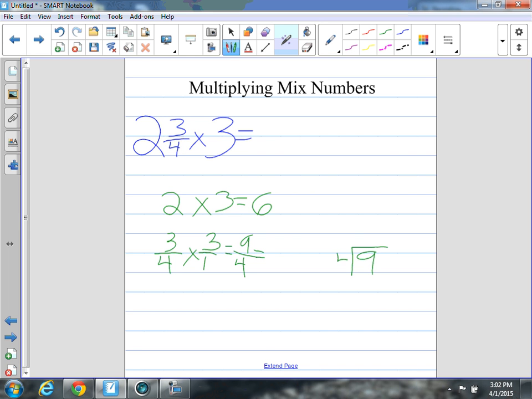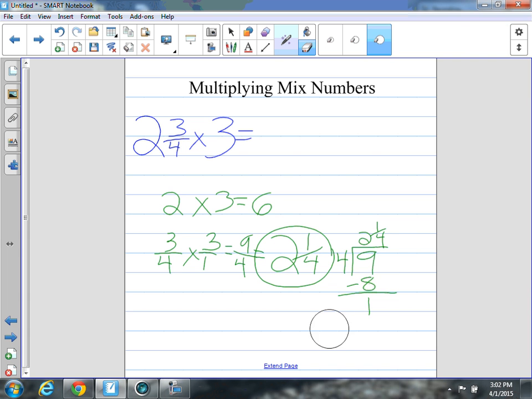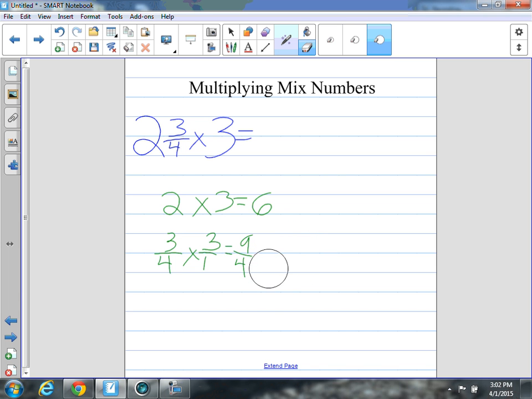You have to simplify that. 9 divided by 4, 2 and 1/4. Did we get the same answer? Yes. Oops, I'm not done. I should have circled that. That gives me 2 and 1/4.